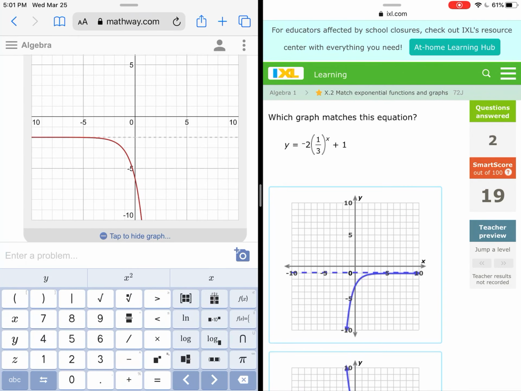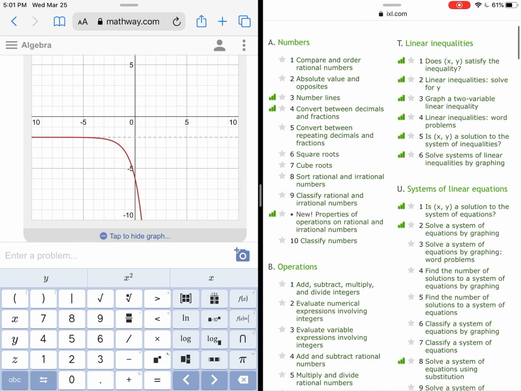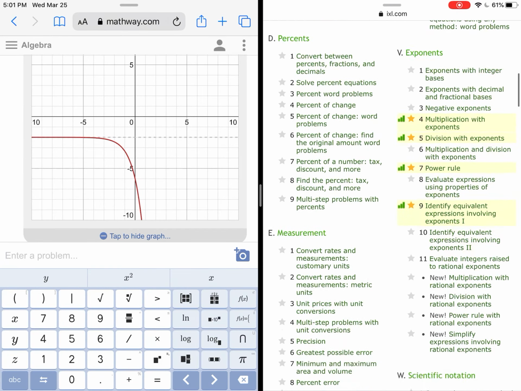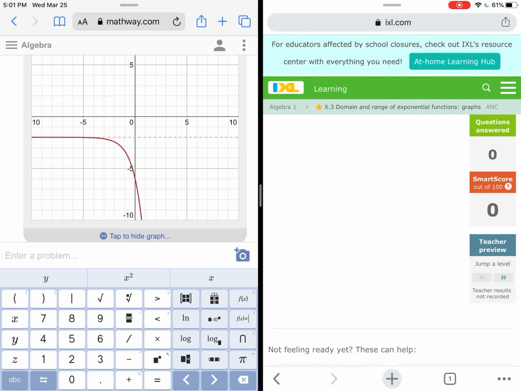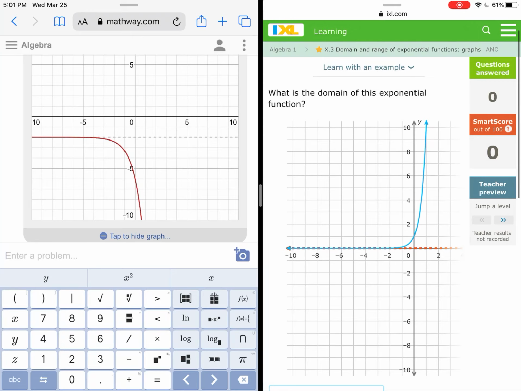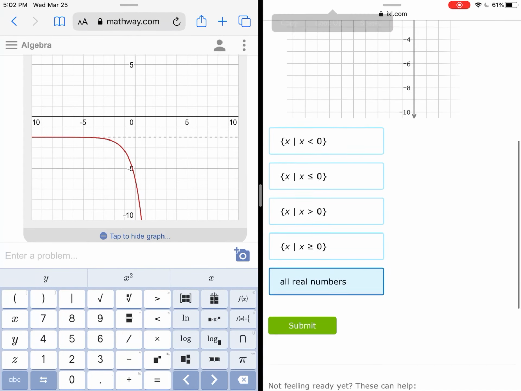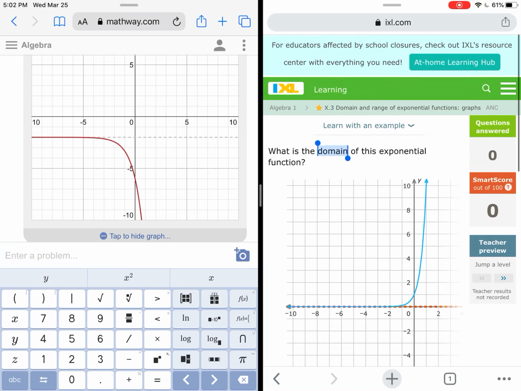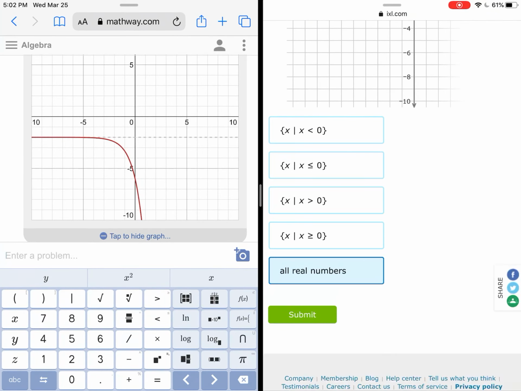So that is x2. Let me go ahead and go to x3 real quick so I can show you what to do there. So you're going to go to x3 on iExcel. This one's asking you for domain and range. Anytime you have exponential functions and they ask you for the domain of the graph, that is always going to be all real numbers. Always. So go ahead and select, anytime they ask you for domain, all real numbers. Don't even look at the other options.